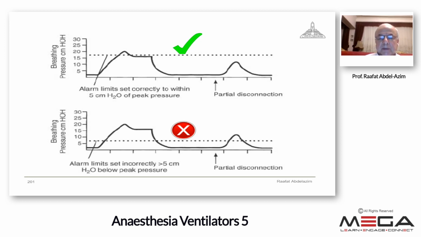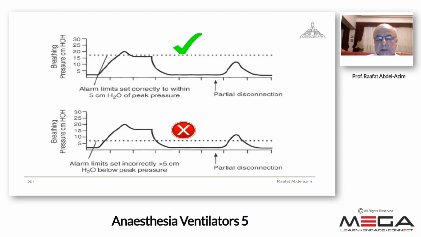Here, the upper graph shows a properly adjusted low limit alarm of the peak inspiratory pressure. On the left side of the upper graph, the usual curve, but the right side one shows partial disconnection. With partial disconnection, the peak pressure is above zero, but if it is below the low limit of the alarm, it will give an audible alarm because we adjusted it properly, 2 to 5 centimeter water below the peak pressure. Go to the lower graph.